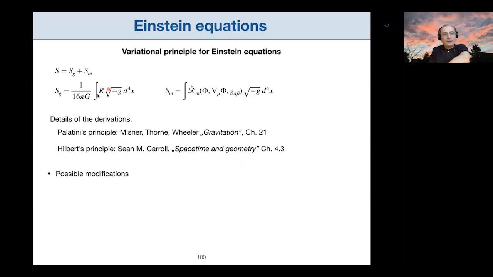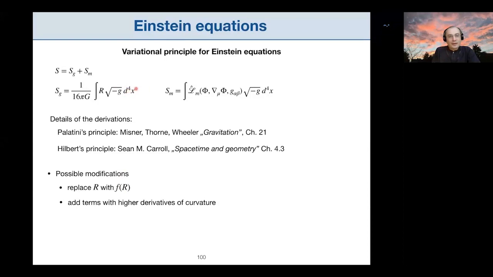When you look at the variational principle as defined by these two Lagrangians, it's easy to see what kind of modifications we can make at this level. Instead of taking the bare Ricci scalar, we can take a function of the Ricci scalar, whatever function we fancy. This will modify the resulting equations. These are called the f(R) theories.